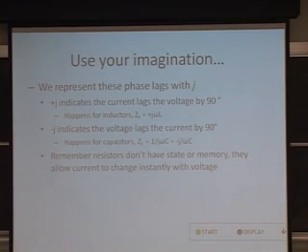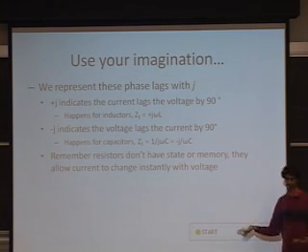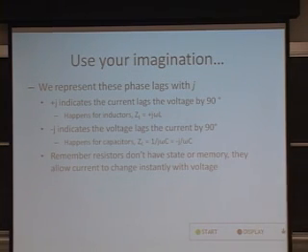So again, for resistors, they don't have state, they don't have memory, they don't store energy. Nothing lags with resistors. So we have a phase of 0. There's no J, so it's a 0 phase change. So voltage and current follow one another.